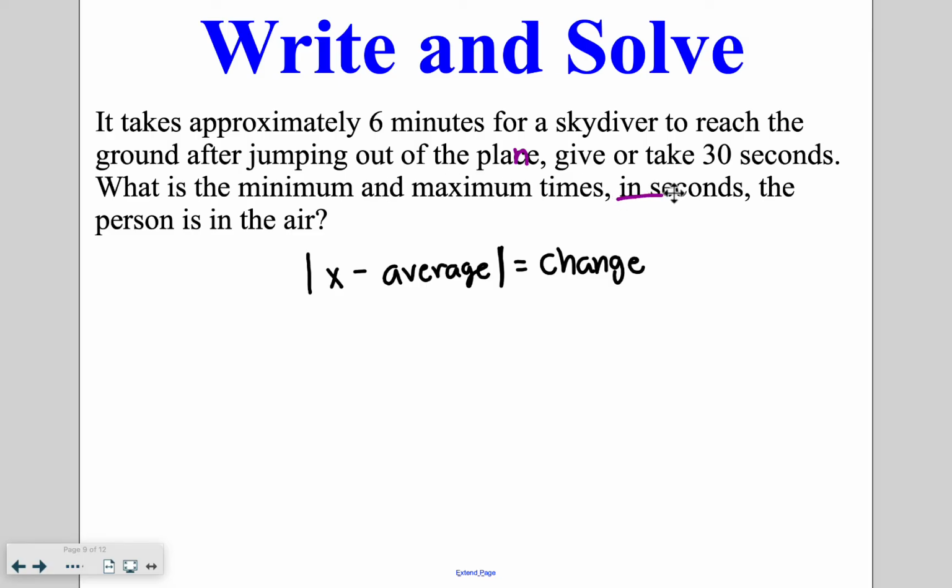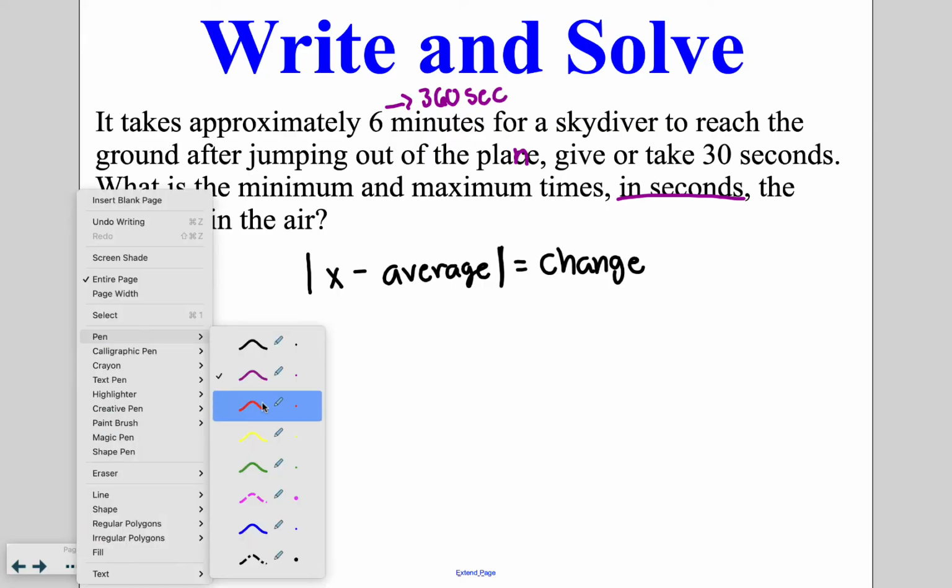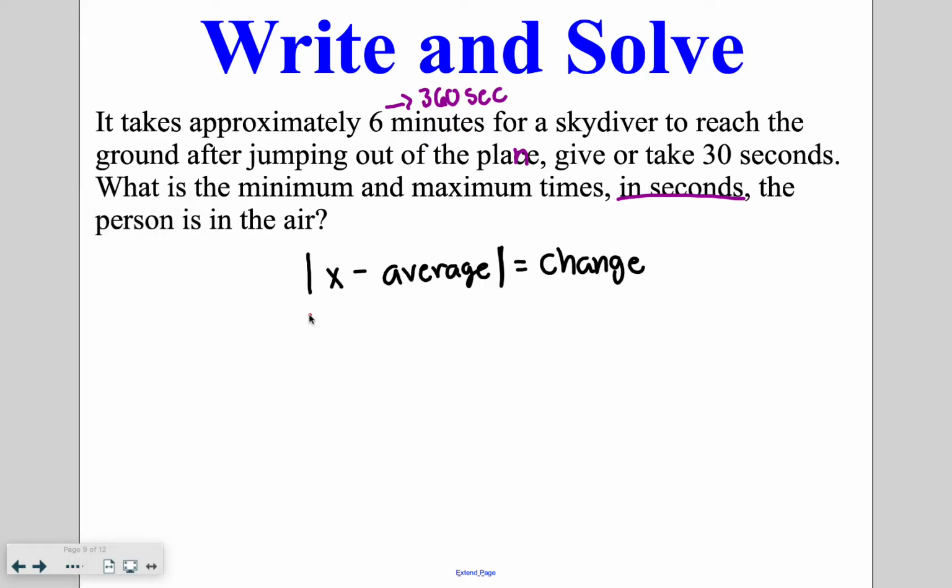Notice, it's talking about seconds, so the first thing I'm going to want to do is convert my 6 minutes into seconds. Every minute has 60 seconds, so that means my 6 minutes is going to be 360 seconds. Then we're going to plug that into our problem.